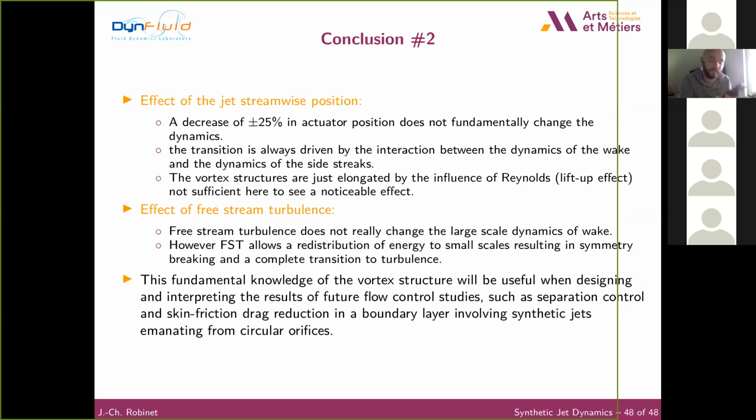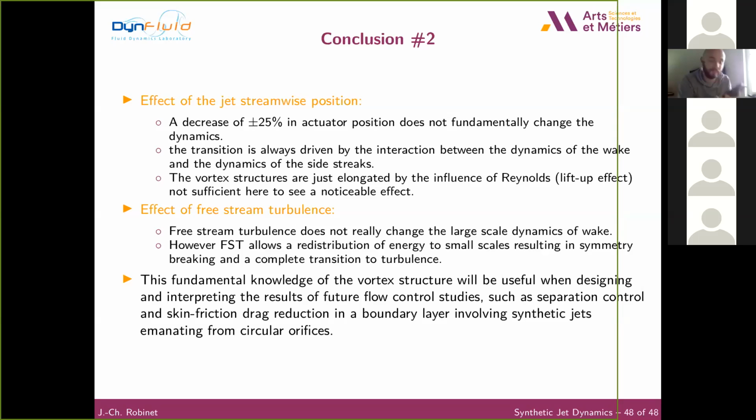The effect of the free stream turbulence. The main effect of the free stream turbulence is a redistribution of energy to the small scales, resulting in a symmetry breaking and a complete transition to turbulence.